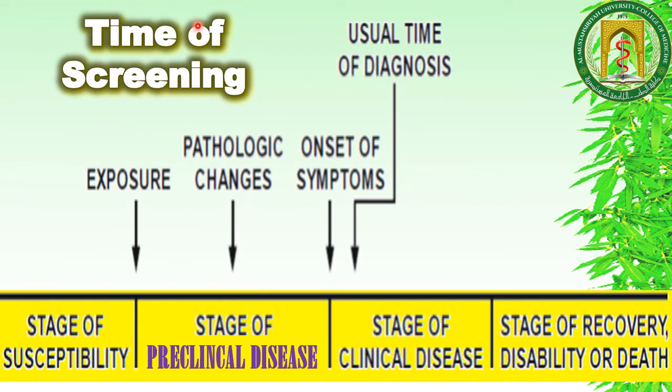The time of screening depends on the natural history of the disease and knowing the timing of the different disease stages. To start with, when the patient is exposed to a causative agent, the stage of preclinical disease starts, in which we get pathologic changes. After this stage ends, the symptoms will start, and when symptoms increase, it is the usual time for the diagnosis. The patient goes to the doctor and the doctor makes the diagnosis. So the correct time of screening is before the usual time of diagnosis, during the preclinical disease, and in the early stage of a clinical disease.